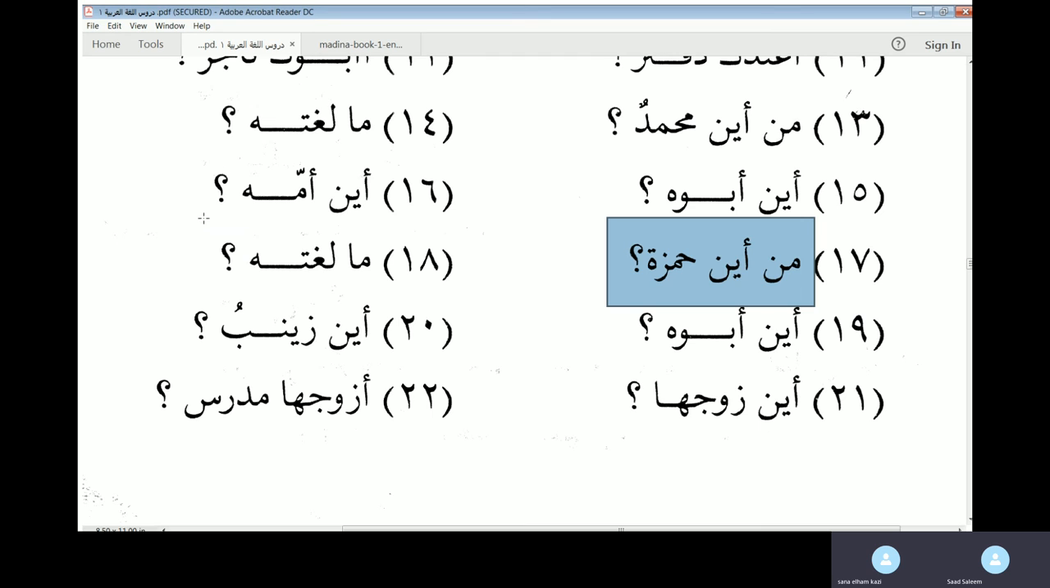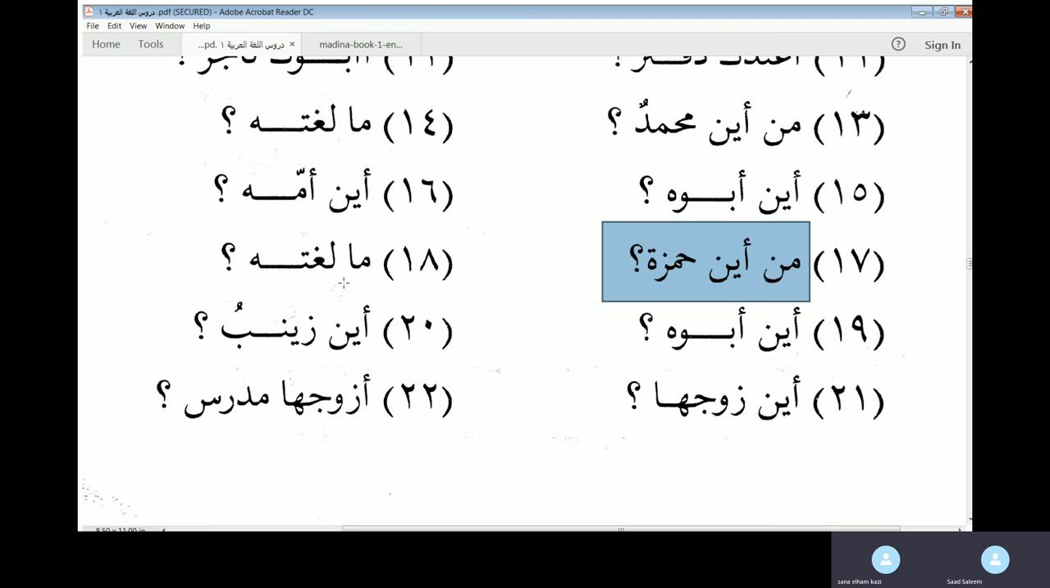Huwa fil yabani. Huwa min al yabani. What is min aina? Say where is? Same thing, right? Where is he from? Where is Hamza from? So huwa min al yabani. He is from Japan.